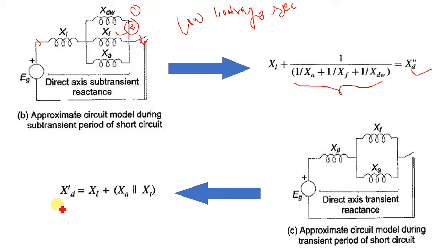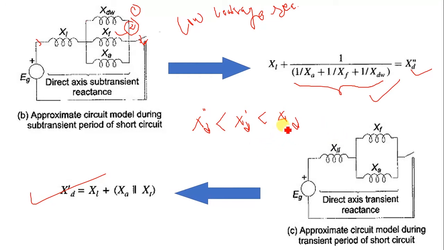So now if we talk about the steady state condition, that is the synchronous reactance of our machine. So obviously, just keep in mind here, the value of XD double dash will be less than the value of XD dash, and that will be less than the value of XD. Here XD is your steady state reactance.